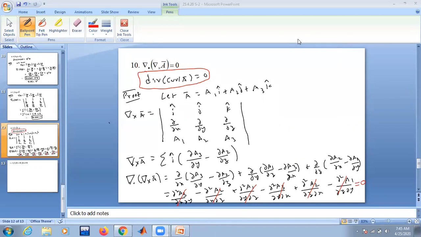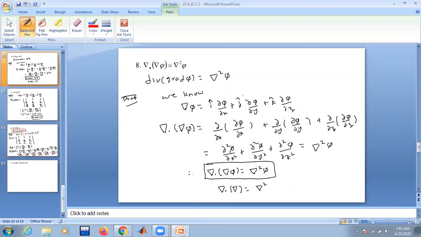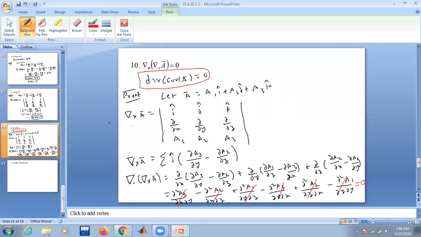We were at this stage. Divergence of curl A bar, for any vector A bar, is always 0. So the last three results are very important. Namely, del dot del phi is del square phi, and del cross del phi is 0 bar. Del dot del cross A bar is always 0.